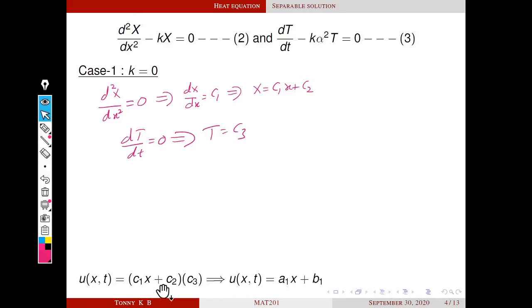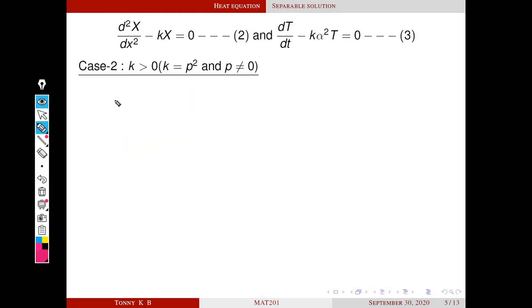But if you expand this bracket, what happened? This becomes c1 c3 x plus c2 c3. Here c1 and c3 are arbitrary, so the product is an arbitrary constant. So we are replacing c1 c3 by some a1. Similarly, c2 and c3 are arbitrary, so their product is also an arbitrary constant, and we are replacing this product by b1. So finally, when k equal to 0, our solution u(x,t) becomes a1 x plus b1, where a1 and b1 are arbitrary numbers.